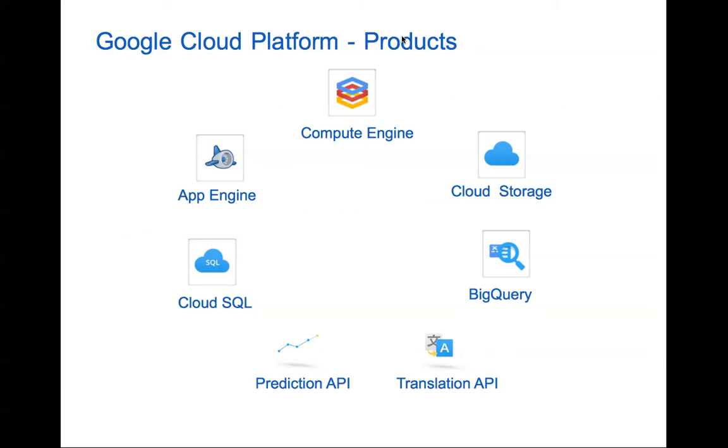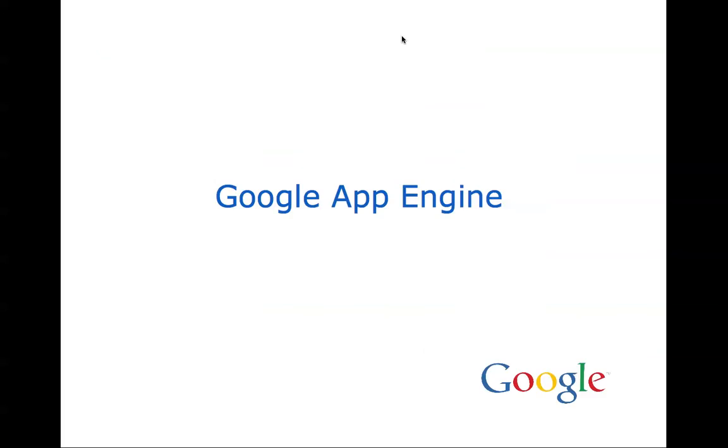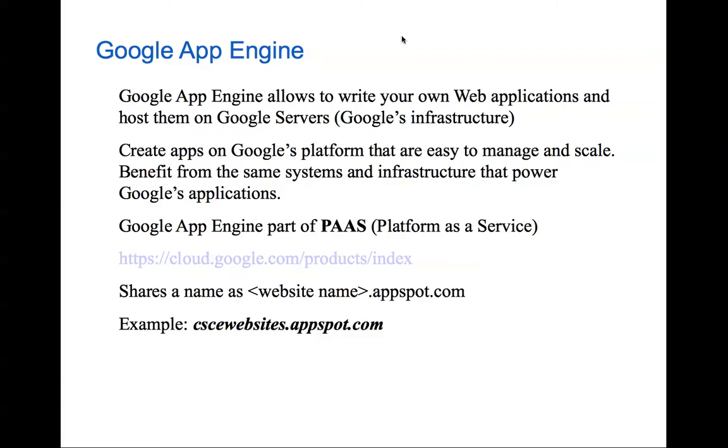The Google platform has a couple of products like App Engine, Compute Engine, Cloud Storage, Cloud SQL, BigQuery, Prediction API, and Translate API. The next is Google App Engine. What is Google App Engine? It basically allows you to write your own web applications and host them on Google servers. It creates apps on Google's platform that are easy to manage and scale, and benefits from the same infrastructure that powers Google applications.